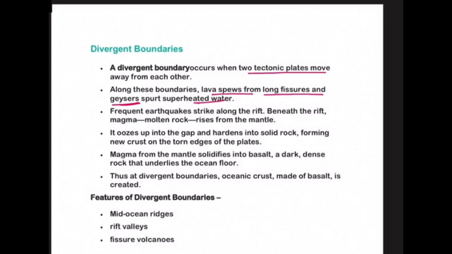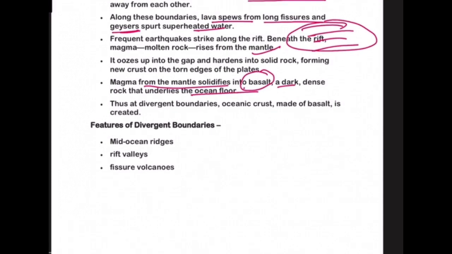Beneath the rift, magma, molten rock, rises from the mantle. It oozes up into the gap and hardens into solid rock, forming new crust on the torn edge of the plate. Magma from the mantle solidifies into basalt, a dark, dense rock that underlies the ocean floor. This basalt is the densest material which, coming from the earth's interior, mainly forms the oceanic plate. Thus at the divergent boundary, oceanic crust made of basalt is created.